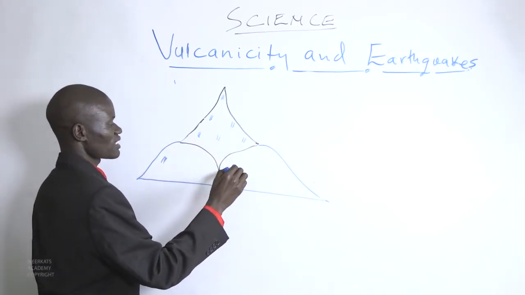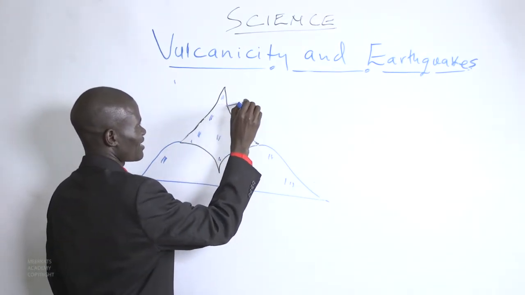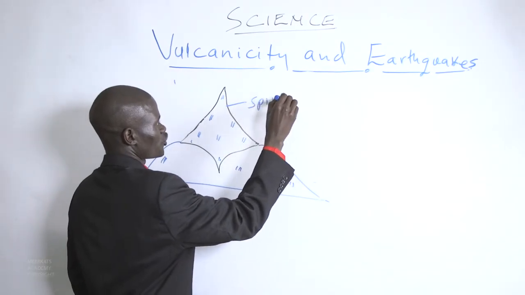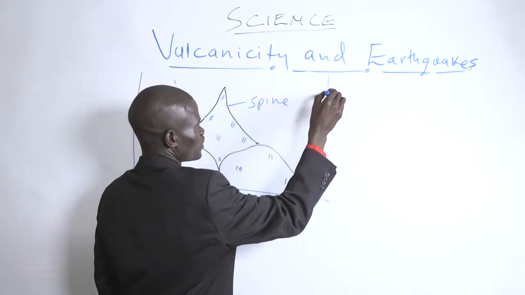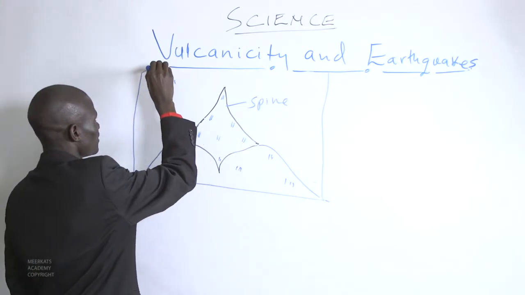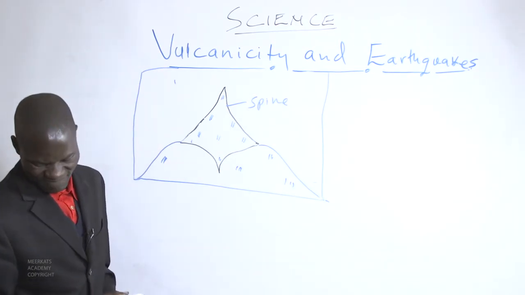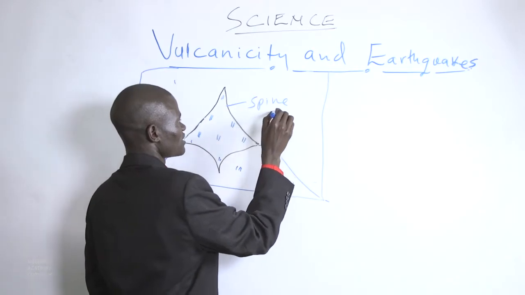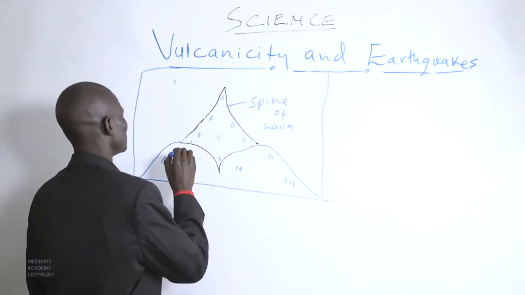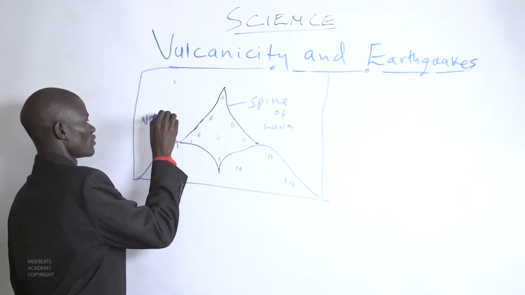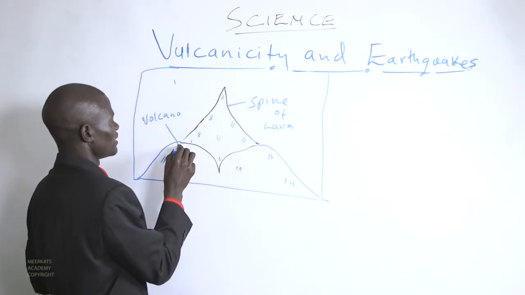It has resisted various agents of erosion, and therefore it may just stand stiff, exposed in this manner on the earth. This is what we refer to as a spine. After erosion has taken place, you'll find this is the spine of lava. And then this one is the volcano itself. This is now the lava that had been formed along the vent.